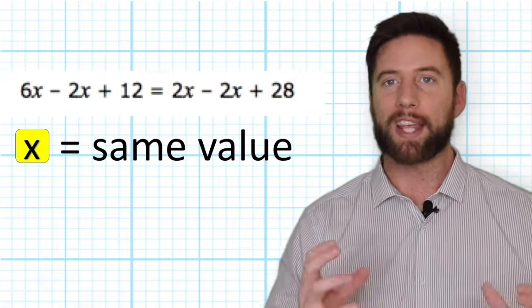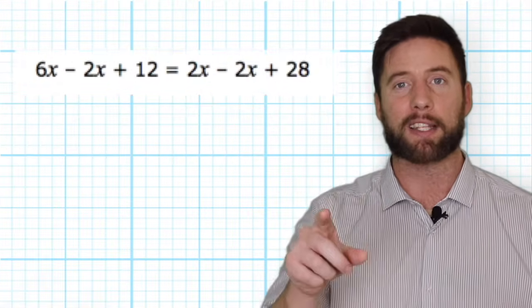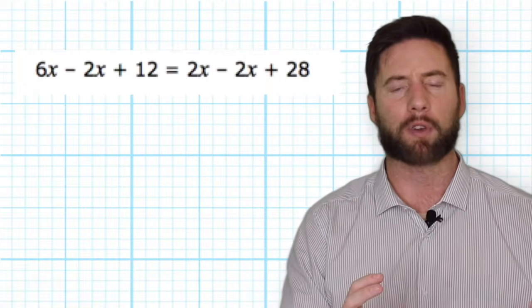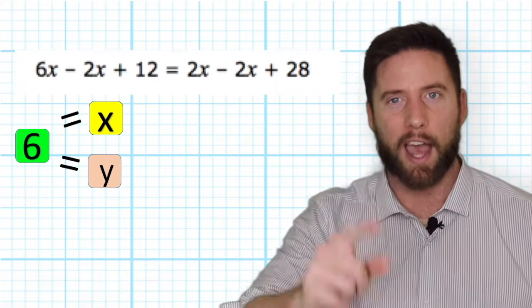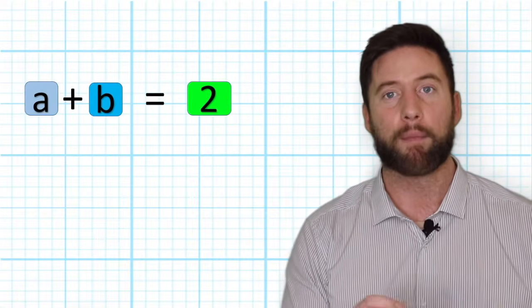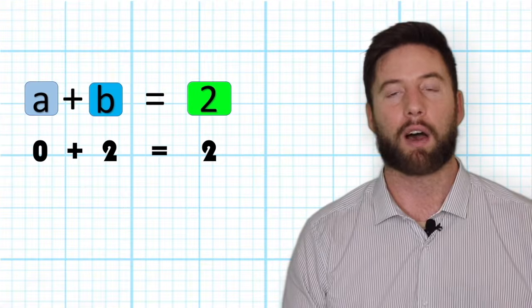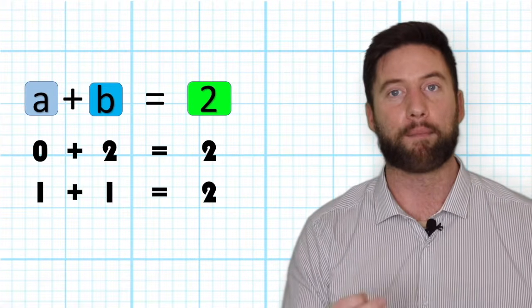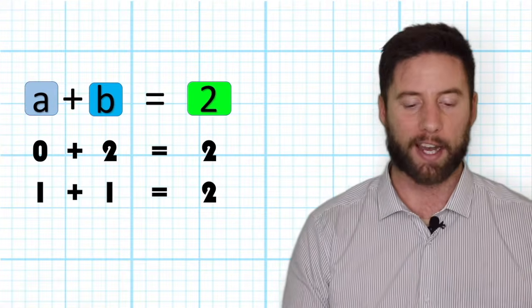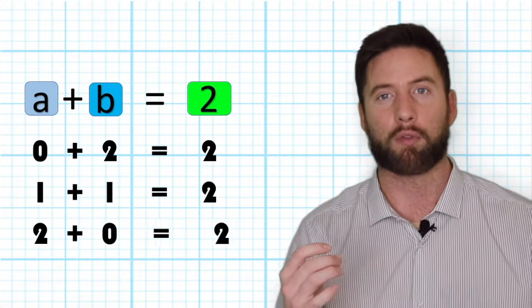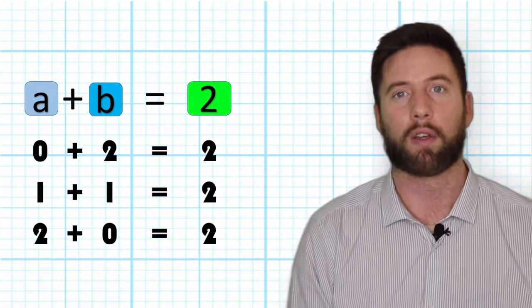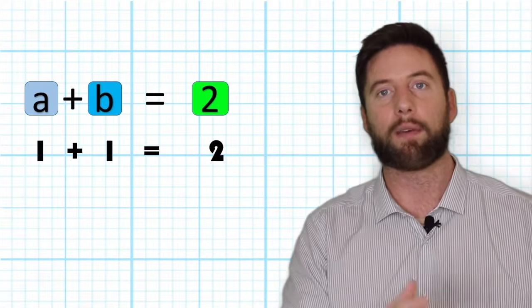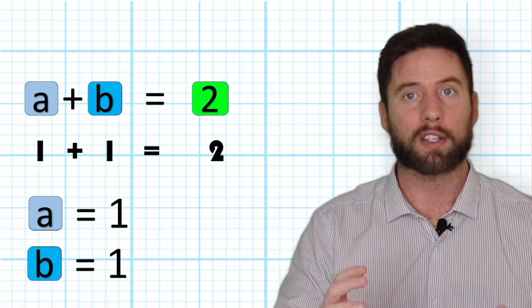Okay, so we know that we cannot have the same letter representing two different numbers. But what about the other way around? Can one number be represented by two letters? Yes, we can. And here's a good example. Let's say we have the equation a plus b equals 2. Now, a could have the value of 0 and b could have the value of 2. Or a could have the value of 1 and b could have the value of 1. Or a could have the value of 2 and b could have the value of 0. So in this example, even though a and b are different symbols, they are holding the same value.